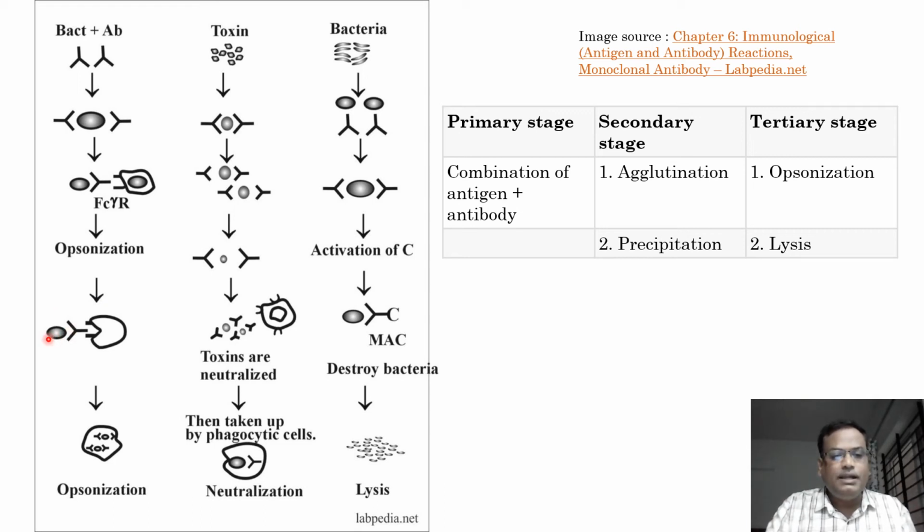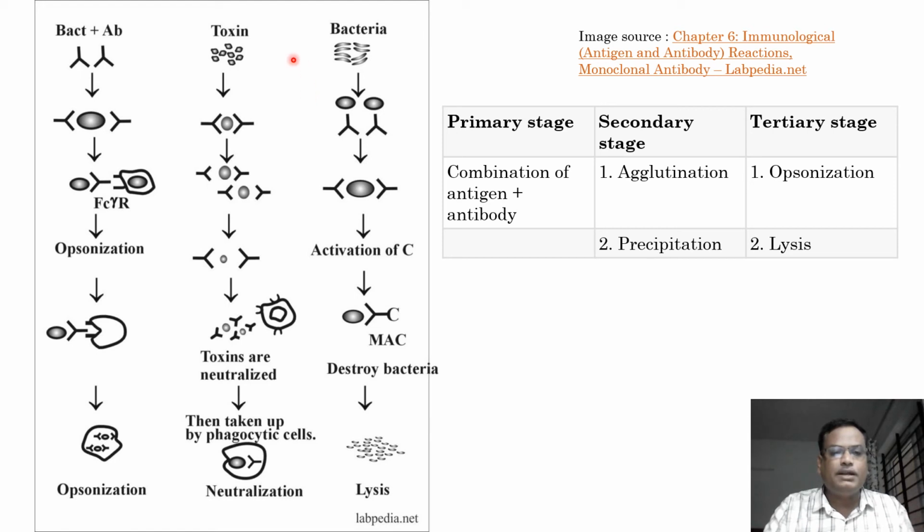Once these bacteria are phagocytosized, they are going to be destroyed inside by the action of enzymes. So this process is called opsonization. The antigen-antibody reaction, which leads to agglutination, will end up with opsonization of the pathogens like bacteria, and bacteria are destroyed. This is how the immune system works in case of agglutination.